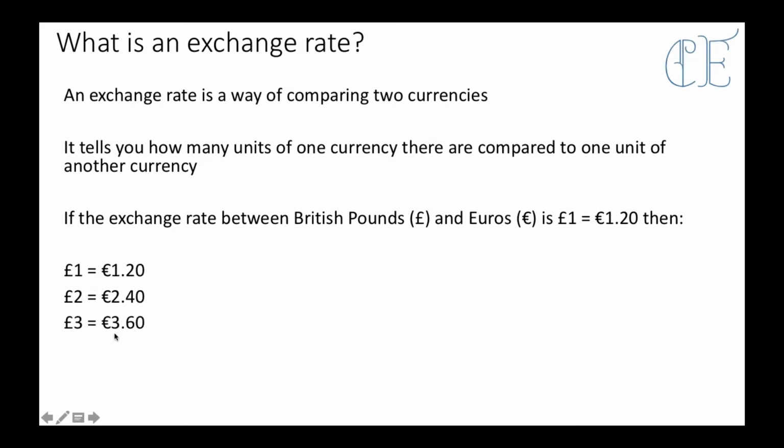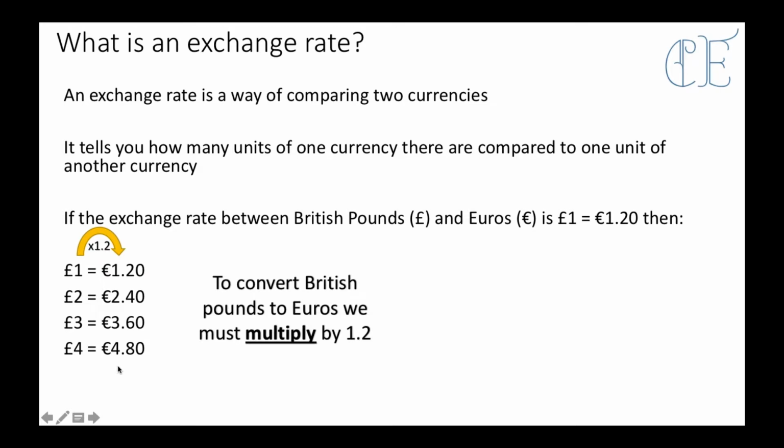£3, €3.60, triple. £4, €4.80. So to get from pounds to euros, we just multiply by the exchange rate 1.2. To get from euros to pounds, we divide by the exchange rate.